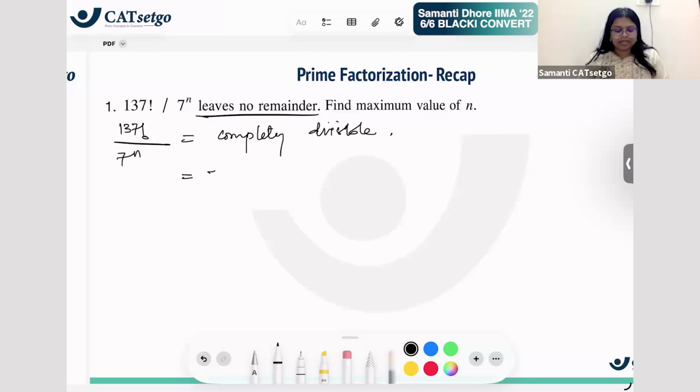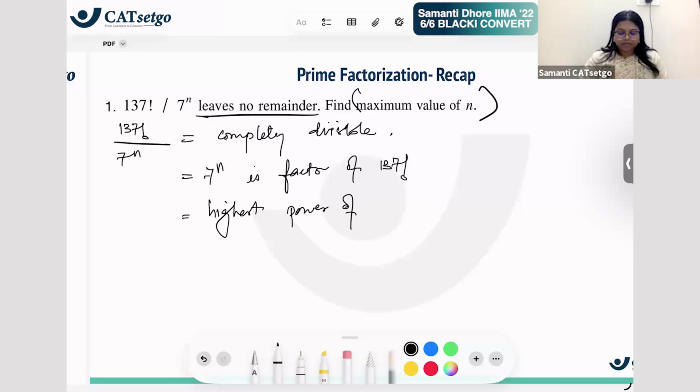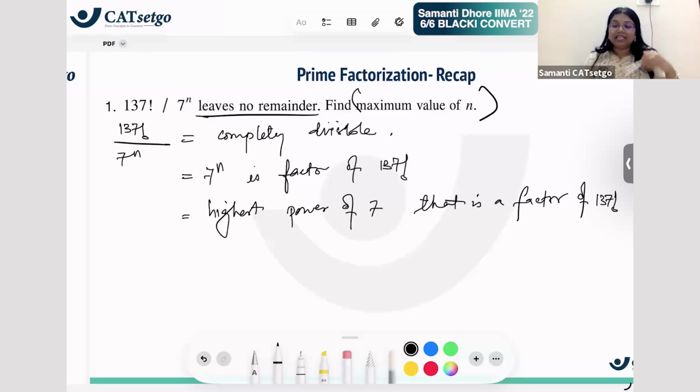If it is completely divisible, it means 7 raised to n is a factor of 137 factorial. Only when a number is a factor of another number can it divide that number. Now you have to find the maximum value of n. Maximum value of n means the highest power of 7 that is a factor of 137 factorial. The question might be framed differently, but it is literally the same question.